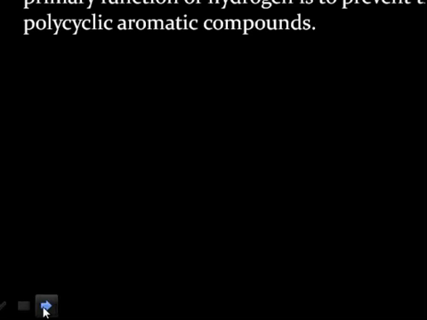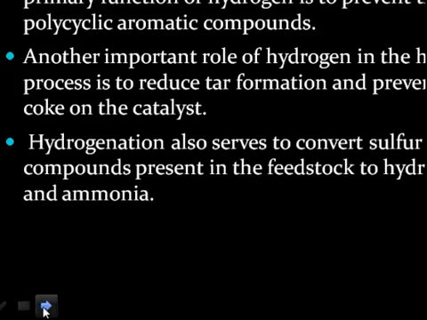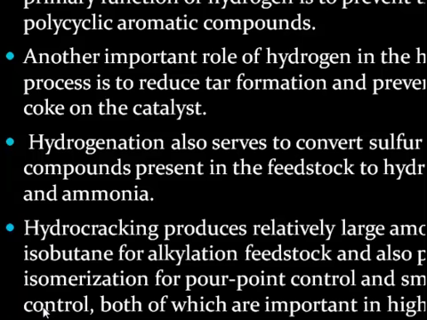When the feedstock has high paraffinic content, the primary function of hydrogen is to prevent the formation of polycyclic aromatic compounds. Another important role of hydrogen in the hydrocracking process is to reduce tar formation and prevent buildup of coke on the catalyst. The hydrogenation also serves to convert sulfur and nitrogen compounds present in the feedstock to hydrogen sulfide and ammonia.